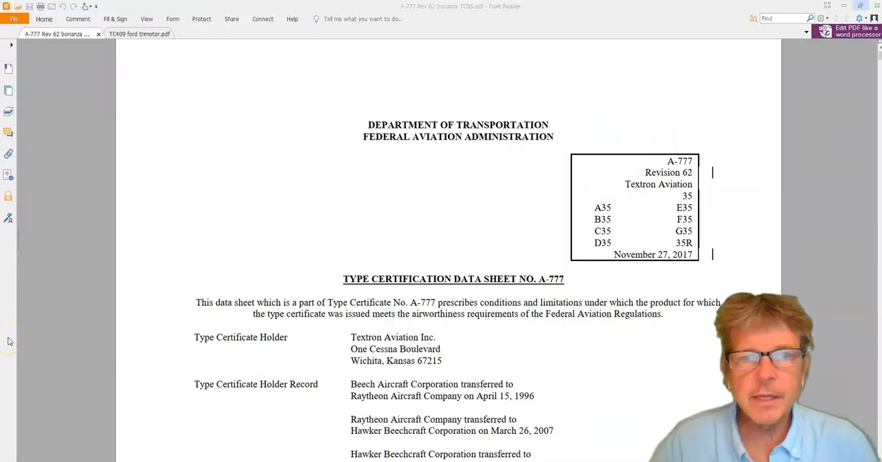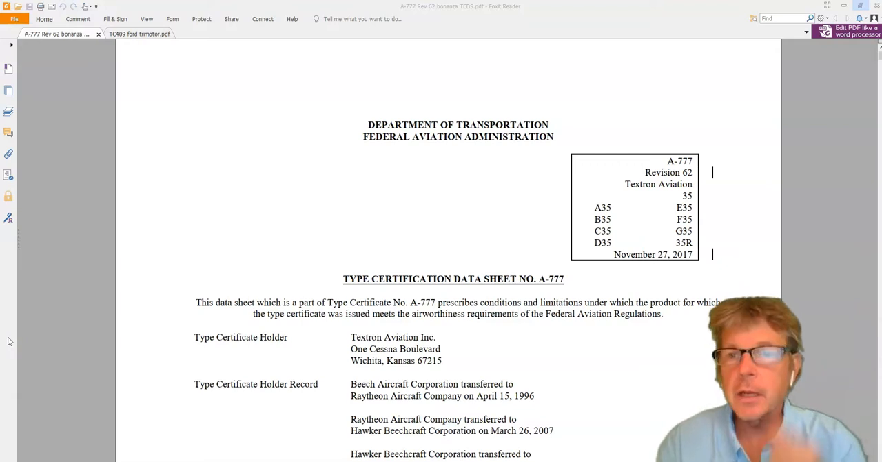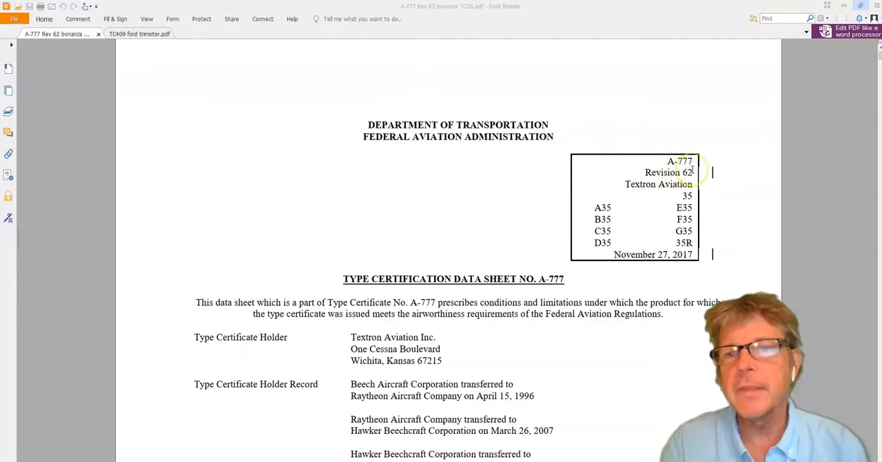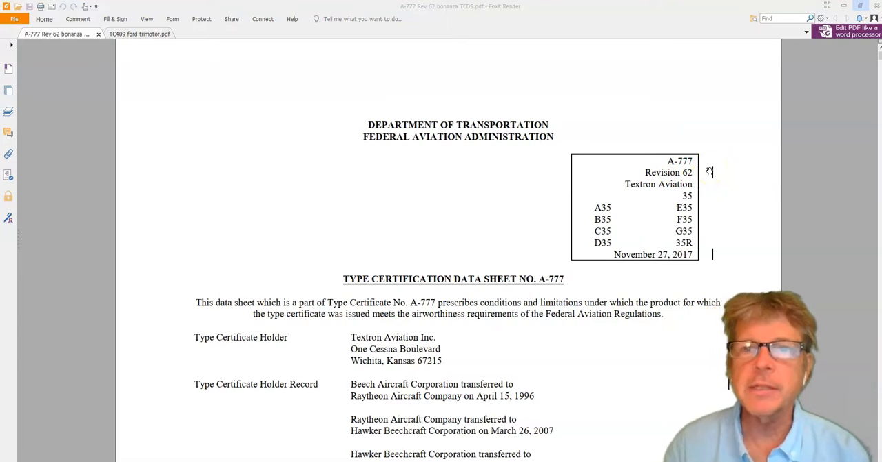There are three things I'm going to show you about type certificate data sheets. And here are the important things to know. The top box here, in this box, the first number is the type certificate data sheet number. So it has a document number, and that's it.